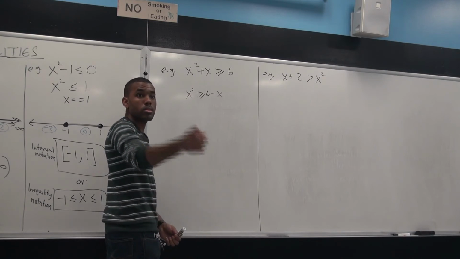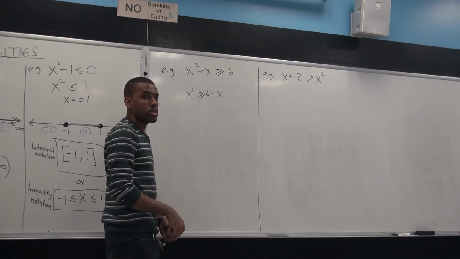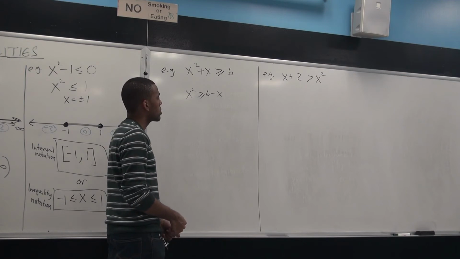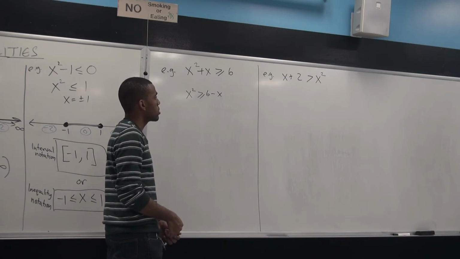I think that, and then x is greater than the square root of 6 minus x. So it should be less than or equal to 6 because you can do square root of 0.